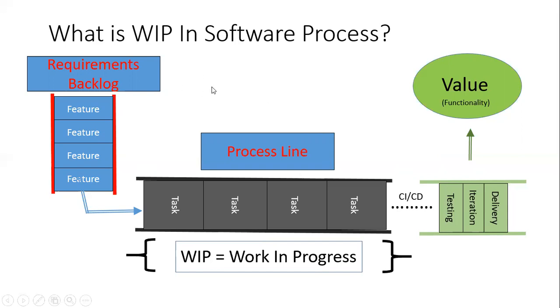You can see the analogy here. We don't have raw materials. We don't have components to integrate. We have features, which are our raw materials, actually.